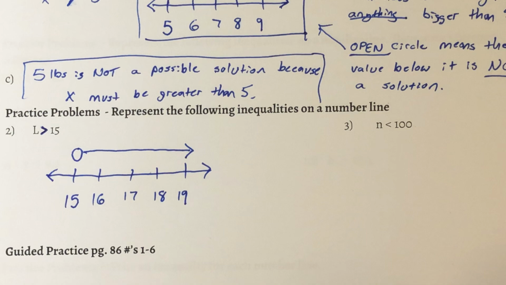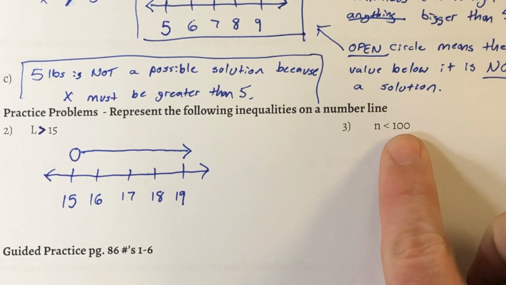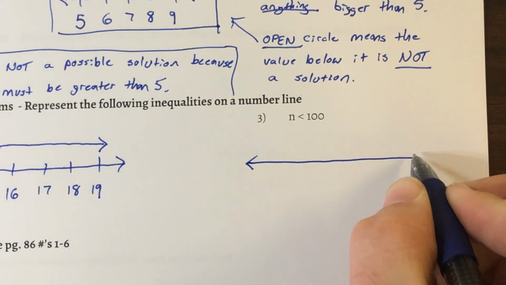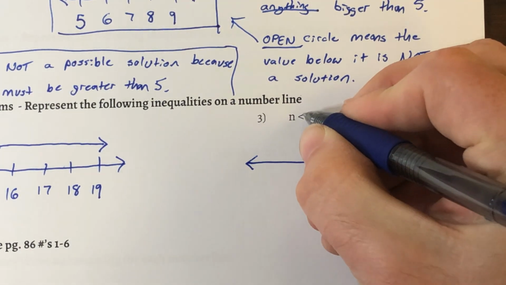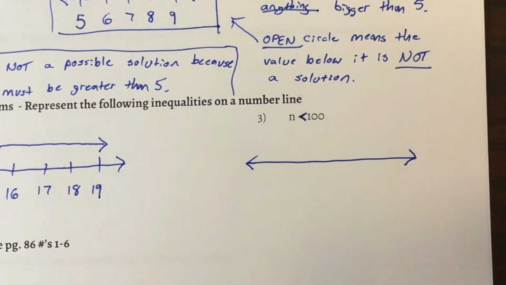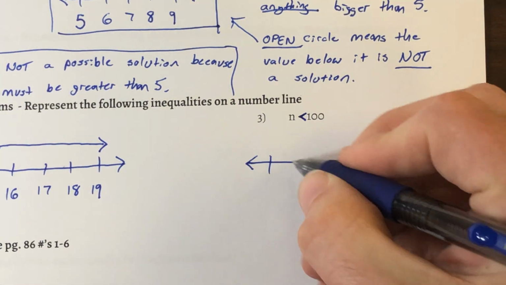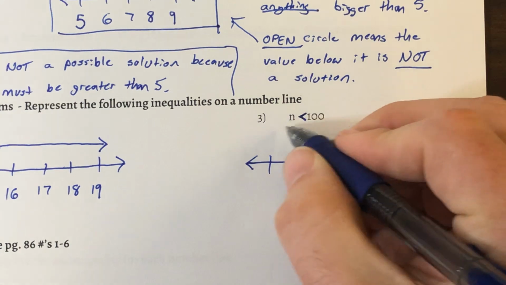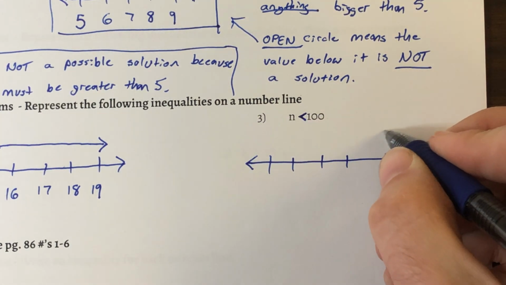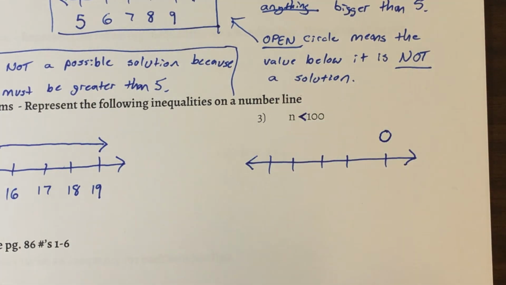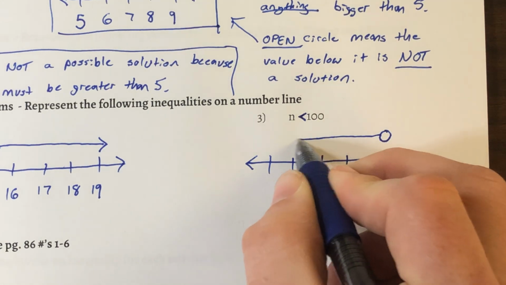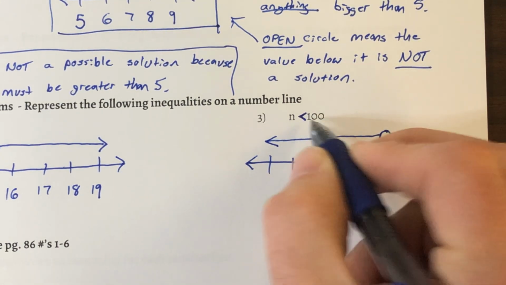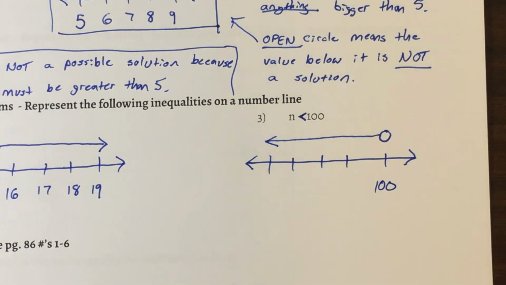All right, next one, number 3. N is less than 100. So let's try out that shortcut real quick. I see my less than symbol. It looks like an arrow pointing to the left. So put 5 spots on your number line. And since it's going to point to the left, let's draw a circle above the last line and point an arrow going to the left. And our number will go under the circle. So 100 will go right there.